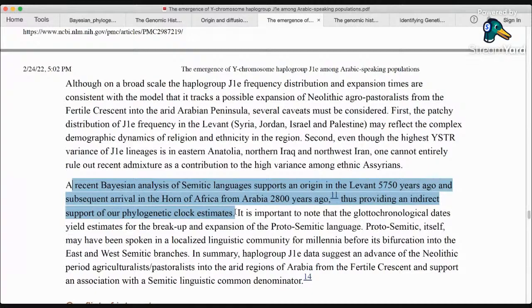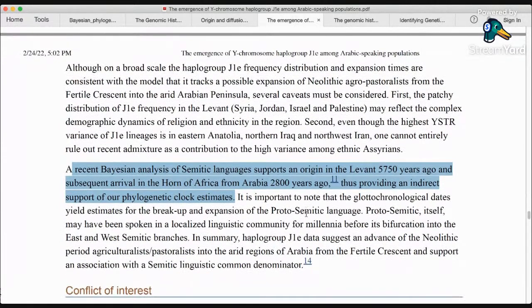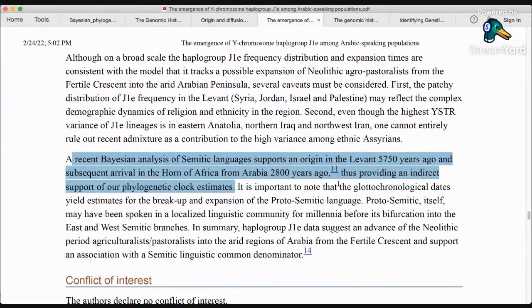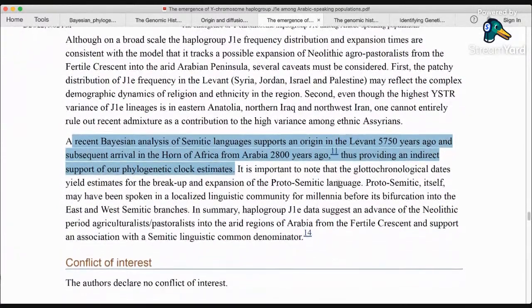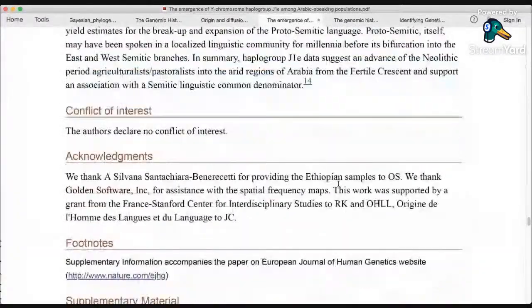See, this is the problem right here. They basically went by based off of 5,750 years ago. But how do you have a 5,750 years ago Shem if he wasn't born yet? And they have no evidence that Semitic languages were being spoken 5,750 years ago.